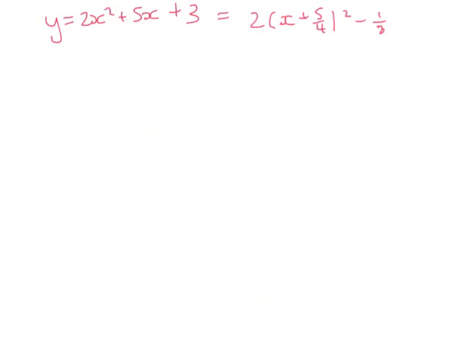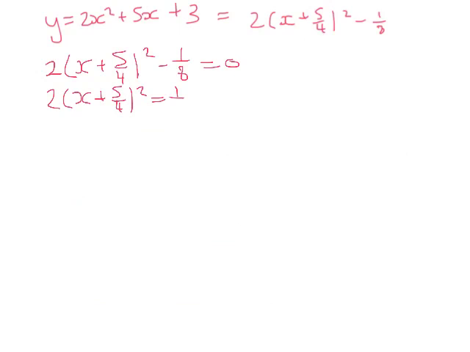The next thing I need to do is to find where it crosses the x-axis, find the roots of this equation. So to do that, I need to solve the equation 2 times x plus 5 over 4 squared minus an eighth equals 0. So I'm going to take the eighth over to the other side. So I've got 2 times x plus 5 over 4 squared equals an eighth. Going to divide both sides by 2. x plus 5 over 4 squared equals a 16th. And I'm going to take the square root of both sides.